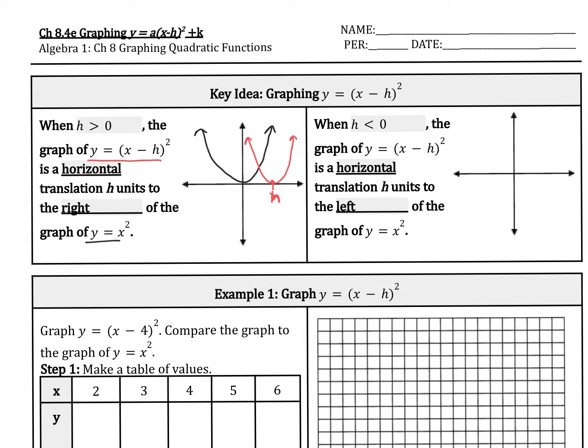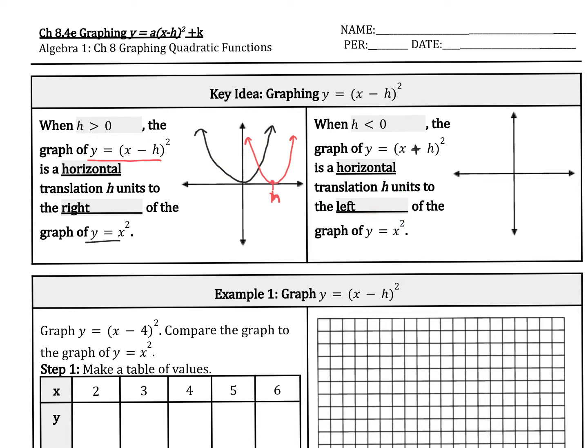Next is when h is less than 0. The graph of y equals (x minus h) squared. There is a minus sign already here, so if h is less than 0, it becomes positive. We can treat this as a positive sign, because when h is less than 0, the two negatives become a positive. Then the graph will move h units to the left side.